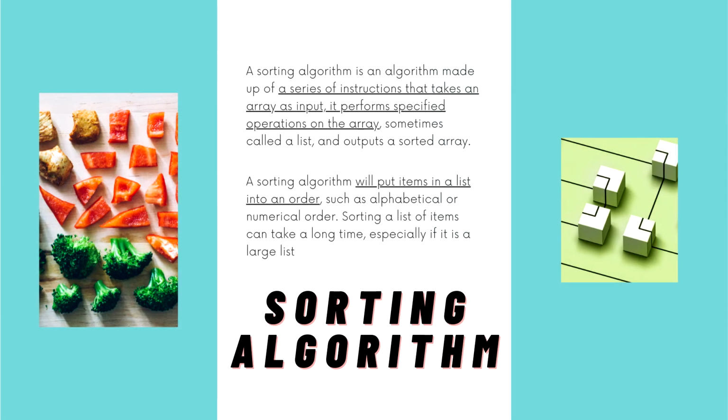Sorting algorithm. When we say sorting algorithm, this refers to an algorithm made up of a series of instructions that take an array as input. It performs specified operations on the array, sometimes called a list, and outputs a sorted array. A sorting algorithm will put items in a list into an order, such as alphabetical or numerical order. Sorting a list of items can take a long time, especially if it is a large list.